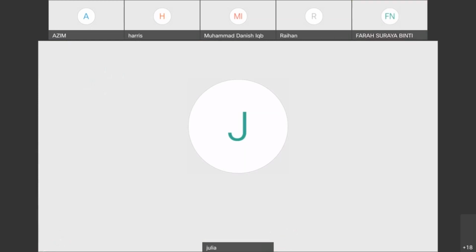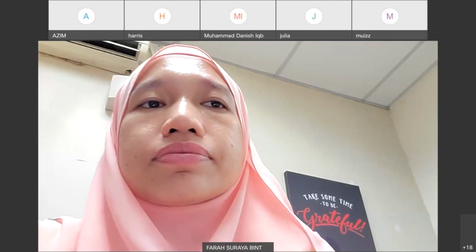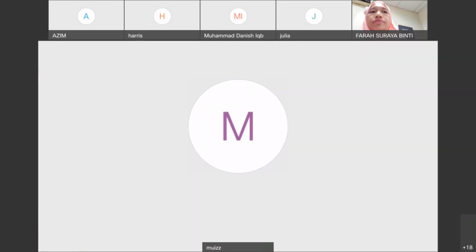Madam, gambar tadi macam kabur lah madam. Gambar yang mana? Yang soalan tadi, yang madam suruh screenshot tu. Tak apa, nanti saya bagi dekat grup sekejap lagi. Okay, terima kasih madam. Okay, sama. Okay, ada apa-apa lagi?